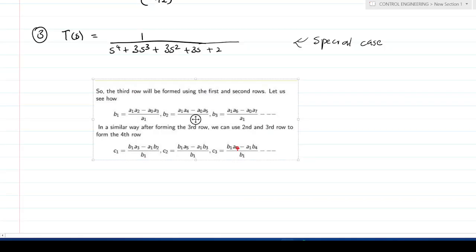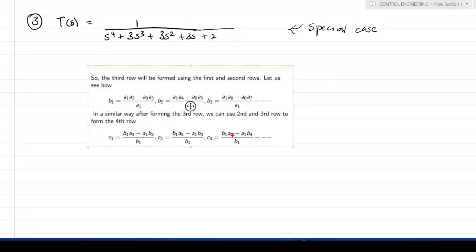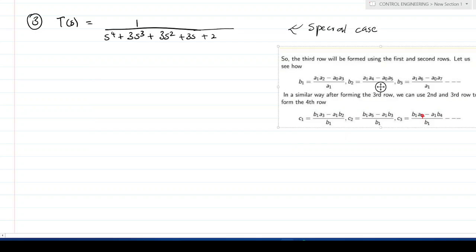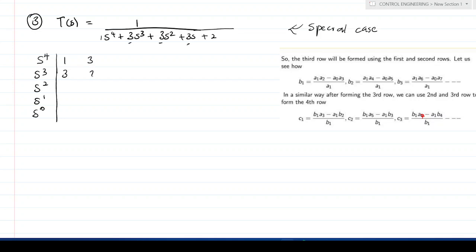Let us focus on this third example. This is a special case. I'll show you one. So let's write our columns S4, S3, S2, S1, and S0. Our first coefficient is 1, second is 3, third is 3, fourth is 3, the last is 2.